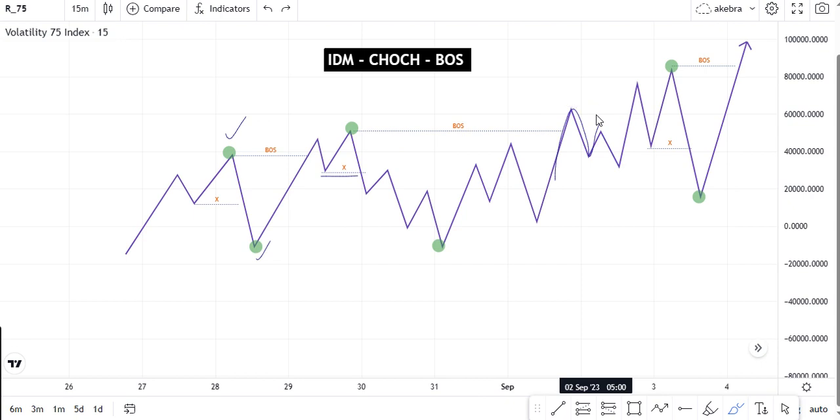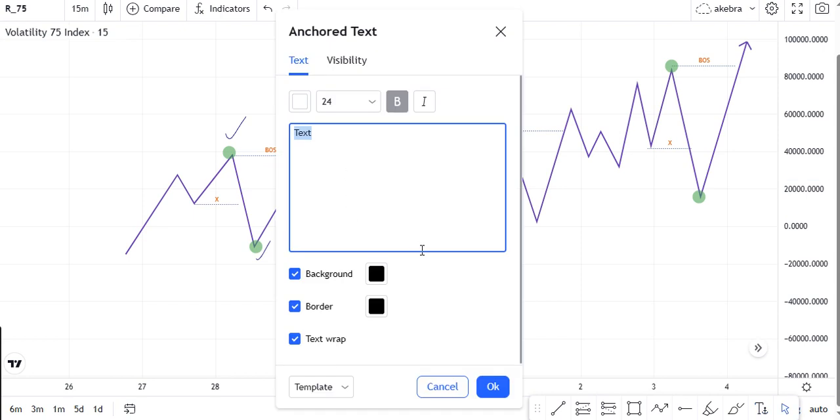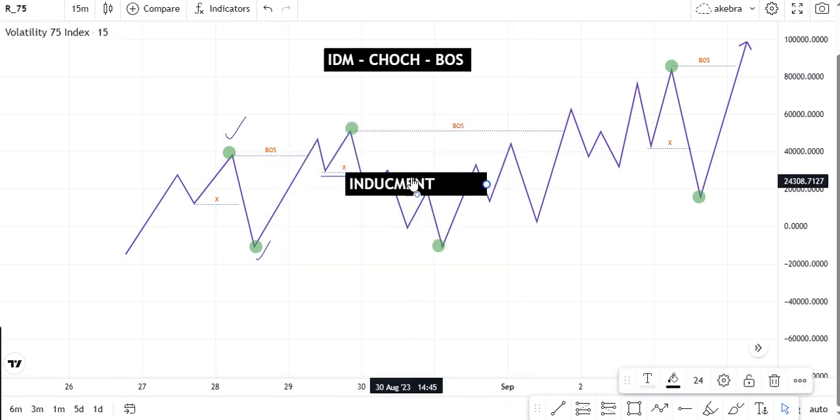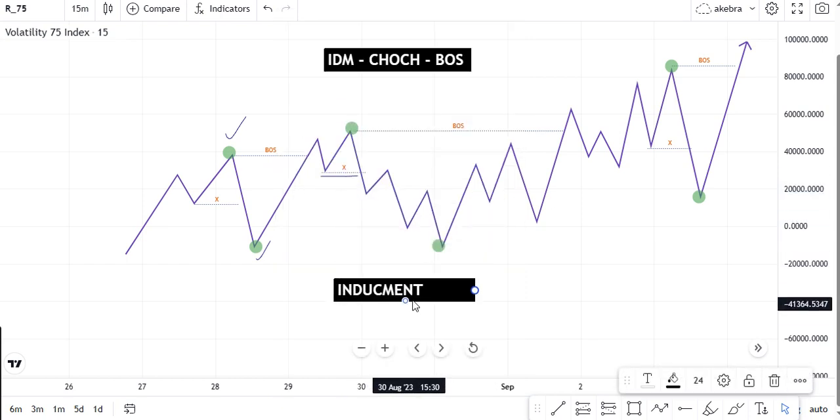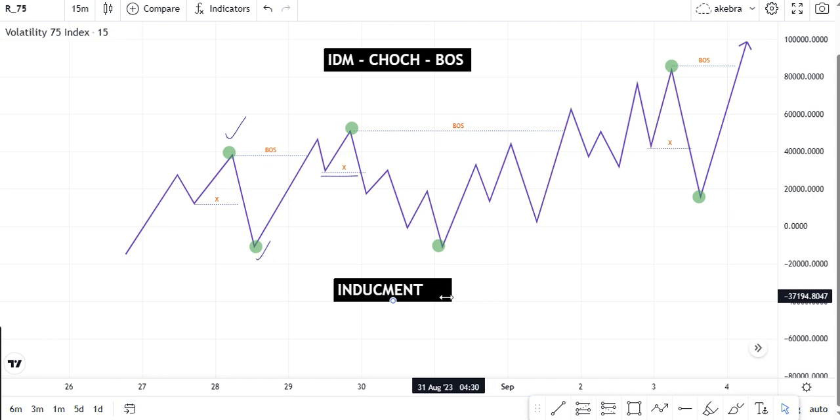With that being said, the inducement is spelled IDM. I call it IDM because that's an abbreviation. But this point, let me anchor it. That point becomes the inducement. Now you ask, what is an inducement? An inducement is basically a point that lures traders to the market. A point where people are lured into the market to enter a trade from, and then the market takes them out. So the market induced them, enticed them.